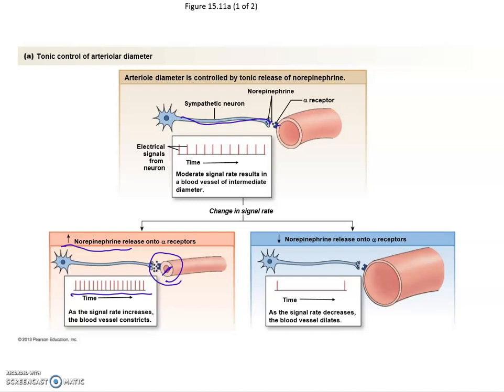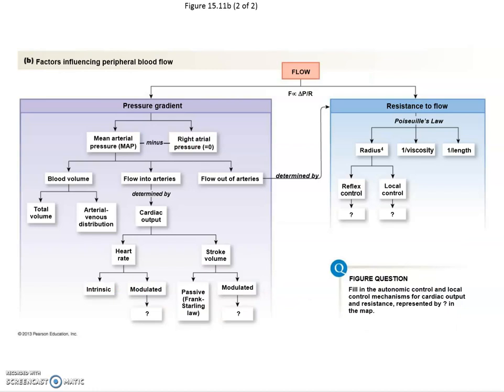Now here we have decreasing the norepinephrine release onto the alpha receptors, and you can see how the blood vessel diameter is increasing. We have less firing here of these signals. And so this decrease of norepinephrine has a relaxing and opening effect on the blood vessel. And this flow chart here summarizes the flow.